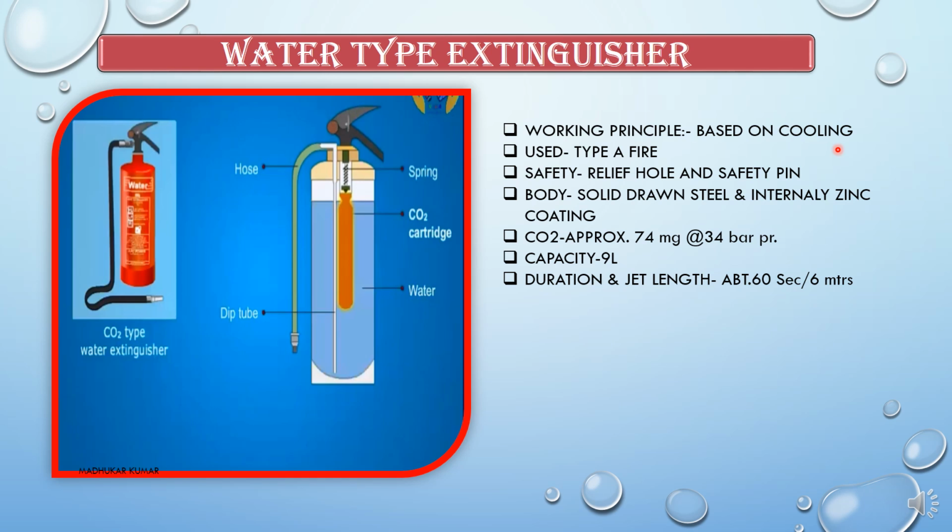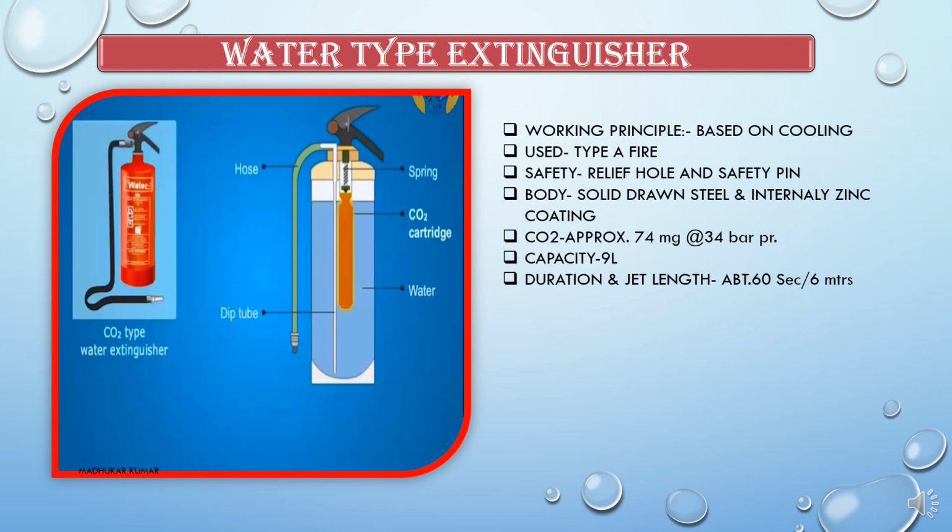Type A fire, solid fire. Relief hole and safety pin are the safety features provided in this one. Body is solid drawn steel and internally zinc coated. Okay, and the CO2 cartridge has approximately 74 grams of CO2 at 34 bar pressure.